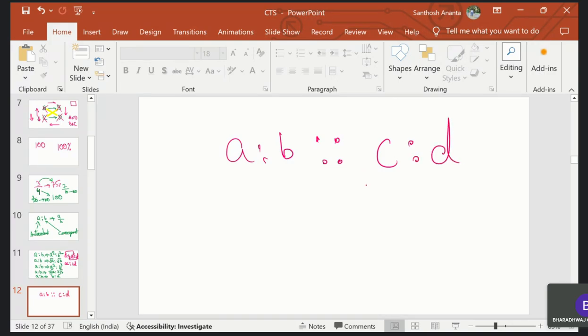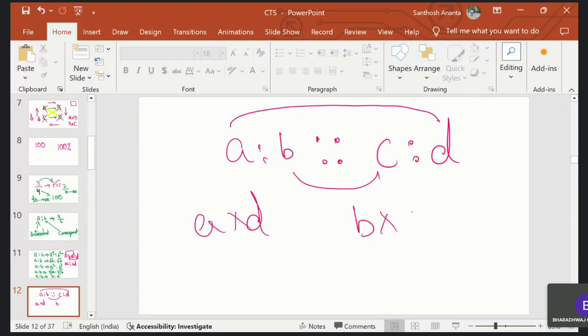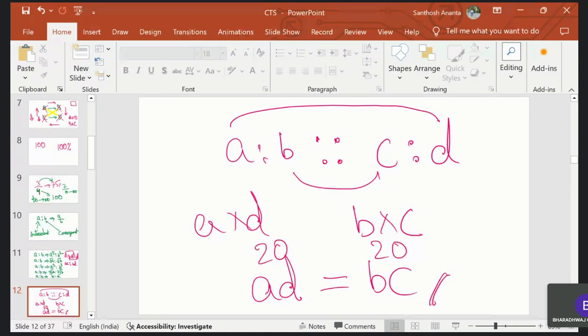Product means multiplication. Extremes means corner ends, right? Product of extremes is A into D. Product of means is B into C. When you multiply A into D, you get a resultant AD. When you multiply B into C, you get a resultant BC. If these two values are equal, then it is in a proportion. For example, if AD value is 20 and BC value is 20, the values are the same, right? Then it is in a proportion.